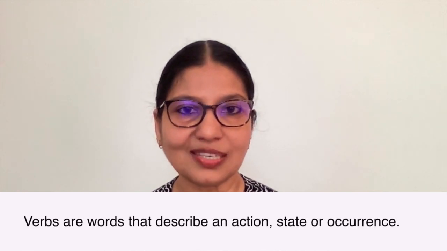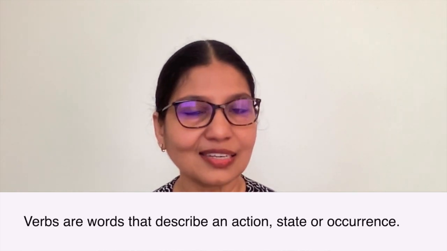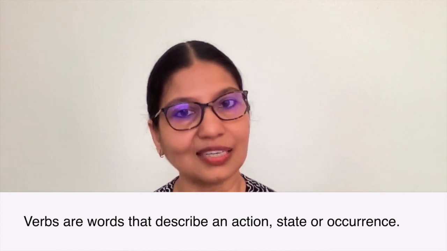Verbs are words that describe an action, state, or occurrence. They can take many different forms depending on their subjects, the time they refer to, and the different ideas we want to express. Verbs can be thought of as the heart of a sentence because a sentence needs at least a verb. Let's talk about this in detail.